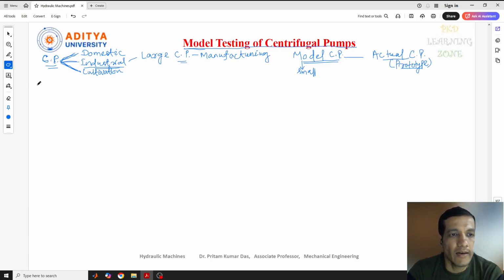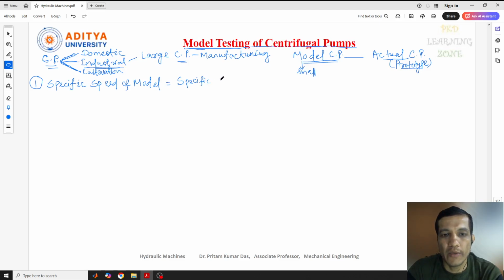The first condition which needs to be satisfied is the specific speed of the pump. When you develop a small centrifugal pump, the specific speed of the model should be equal to the specific speed of the prototype.